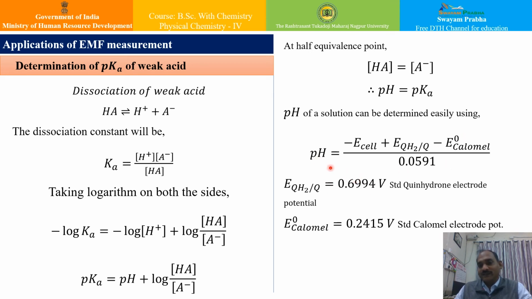Earlier also we have seen that pH is equal to minus of E cell plus EMF of quinhydrone minus standard EMF of calomel upon 0.0591. So I know the standard quinhydrone electrode potential is 0.6994, and the standard EMF of the standard calomel electrode is 0.2415 volt. So if I substitute these values, I can find out pH. So at this particular EMF, if I find out this particular pH, this pH is nothing but my pK value. Similarly, I can find out the pK of a base as well, isn't it?